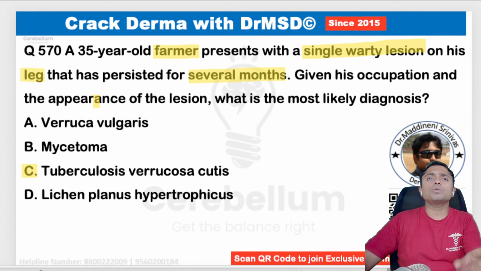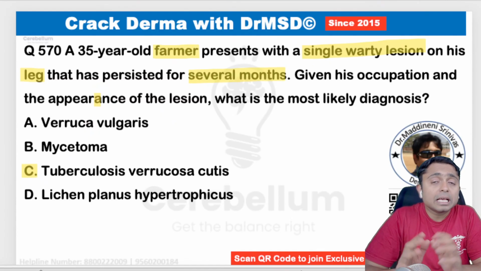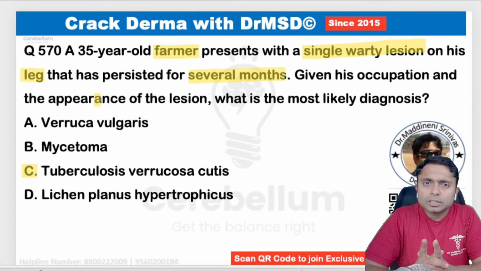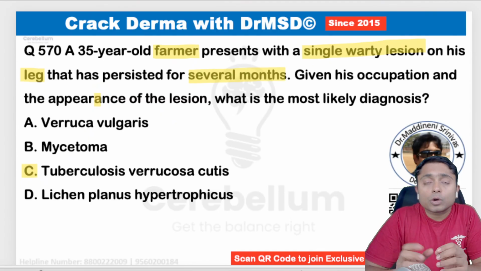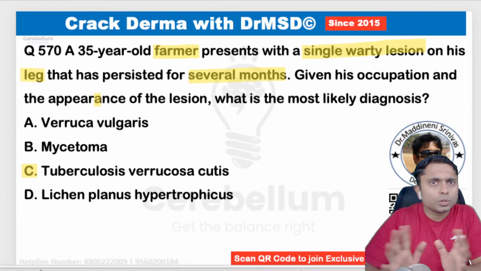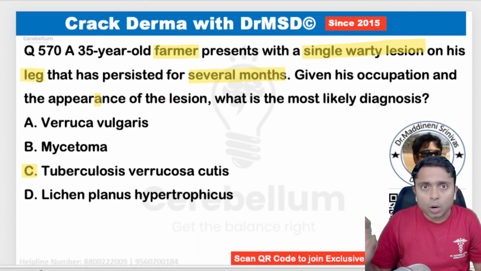Remember students, those who marked option A, Verruca vulgaris. If it was due to the human papilloma virus producing the common warts, the verrucous or rough surface lesions are going to be multiple in number, not single as mentioned in this question. So option A is ruled out.